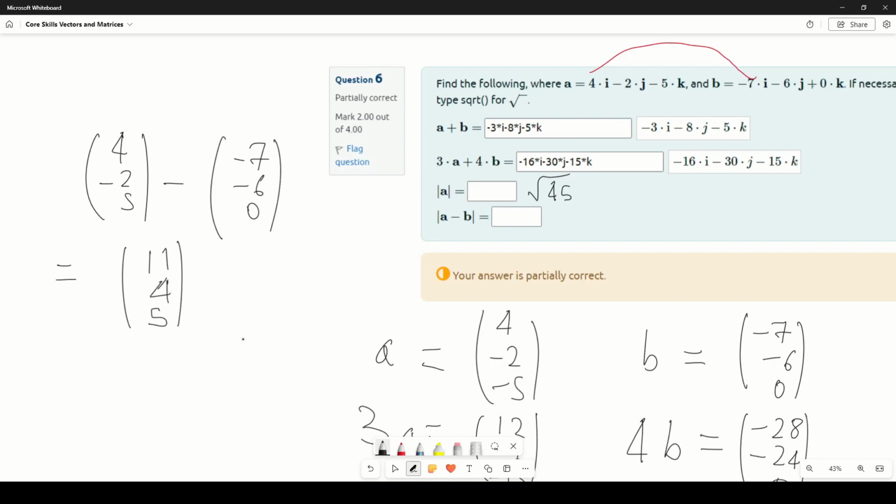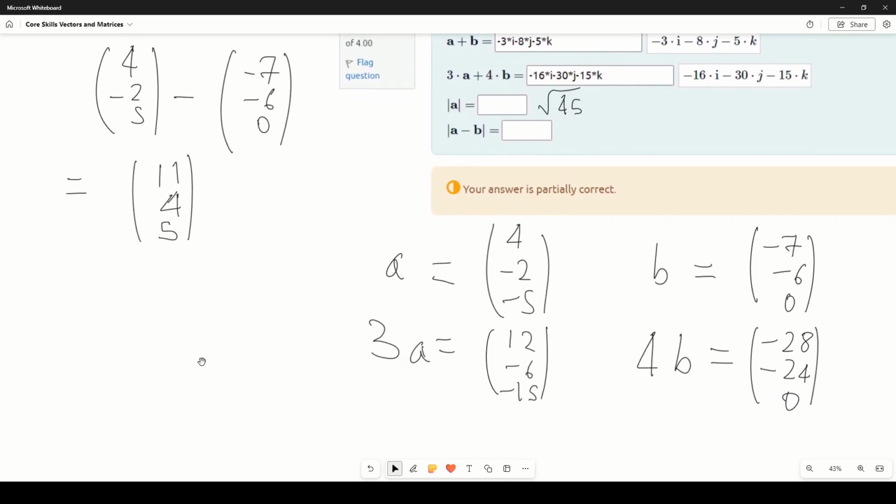And now to make this simple, you can go to the next step directly, but just to make this simpler, let's write it in the vector form for simplicity. So it'd be 11i plus 4j plus 5k. And now what do we see? We have a single vector to work with.